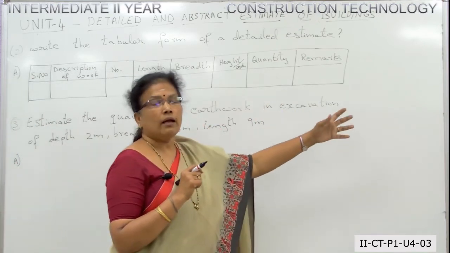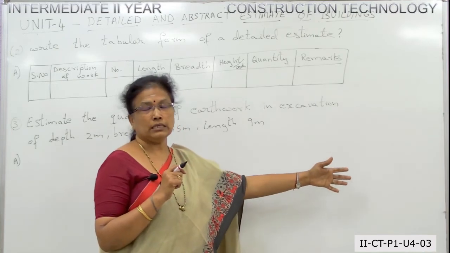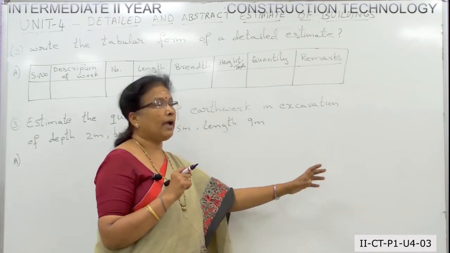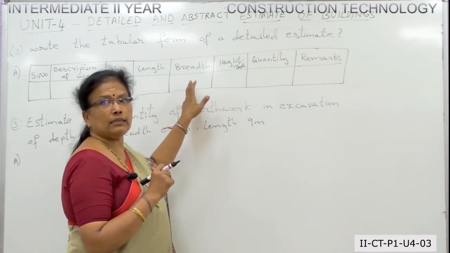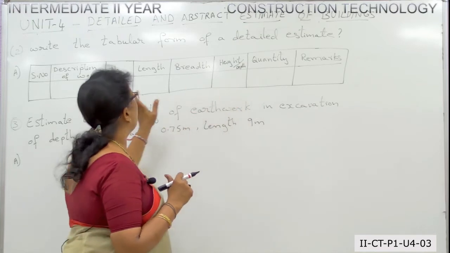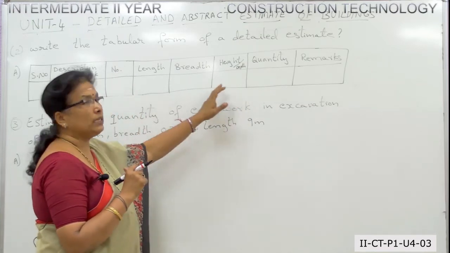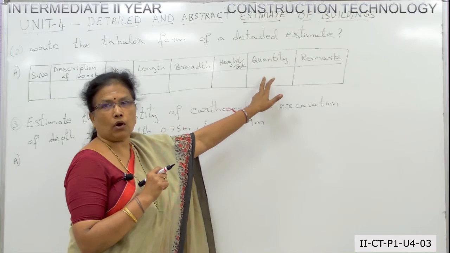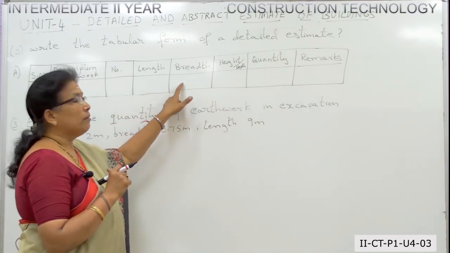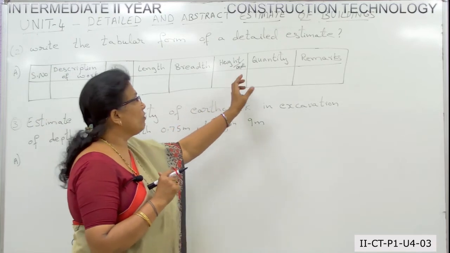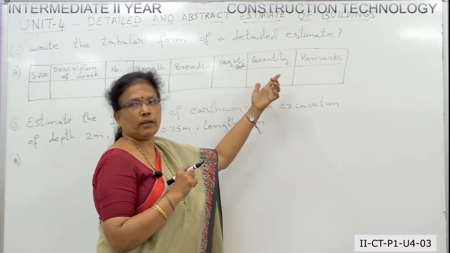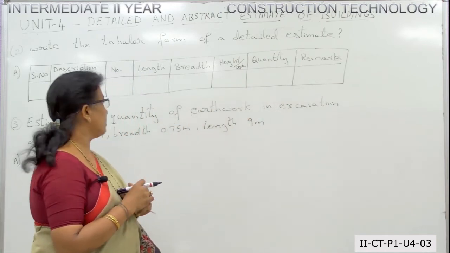And breadth. Whatever breadth is there, you will see in the section. In the section, you will see breadth and height. From there, you will take the breadth and height also. And when you multiply all these four, you will get the quantity. Number multiplied by length, breadth and height. You will get the quantity of that work. That is quantity. Okay.